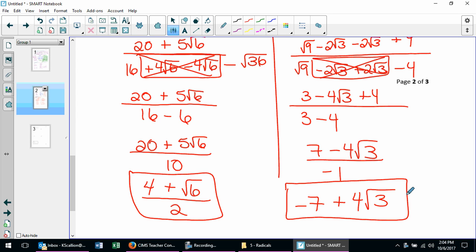So I don't care if there's radicals in the numerator. I just can't have a radical in the denominator.